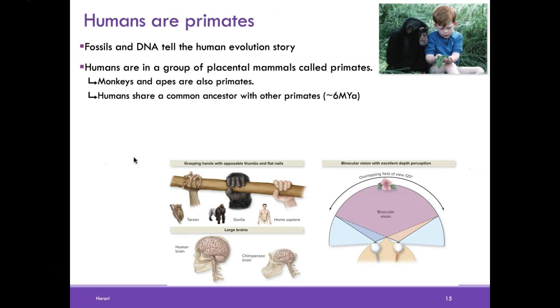So humans are primates. Humans have a very interesting evolutionary story, and we can look at fossils and DNA to really shed light on where we come from. So humans are in a group of placental mammals called primates. And monkeys and apes are also primates. And about 6 million years ago, we had our last shared common ancestor with other primates.